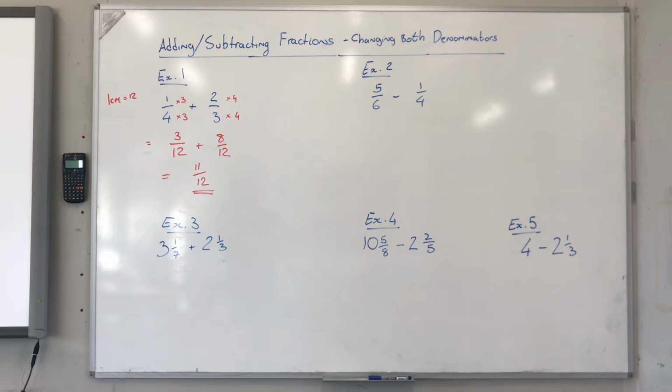Example 2, we need to find the lowest common multiple of 6 and 4. So let's count up the multiples of 6. 6 and then 12. Is 12 in the 4 times table? Yes, it is. So again, the lowest common multiple of 6 and 4 is 12. So how am I going to change 5/6 into 12ths? And how am I going to change 1/4 into 12ths? I'll see if you can work it out while I do it.